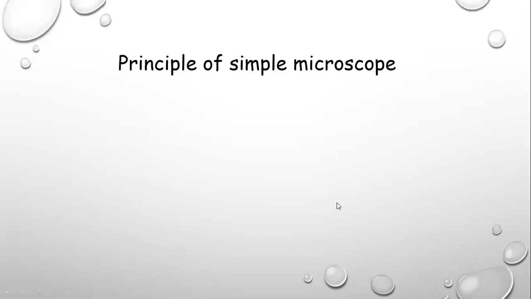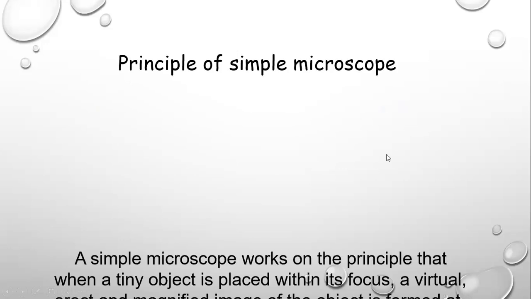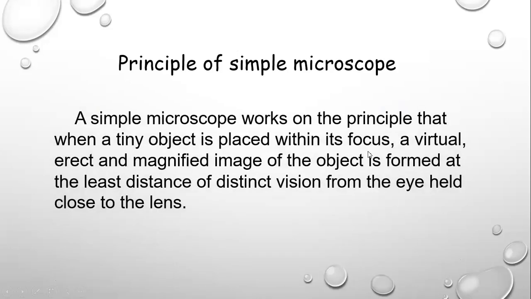Okay. Then what is the principle of the simple microscope? It works on the principle that a tiny object is placed within its focus. A virtual, erect, and magnified image of the object is formed at the least distance of distinct vision from the eye, held close to the lens. So, if the lens is held close to the object such that the object is within the focal length, only then will you be able to see the magnified image in the lens.